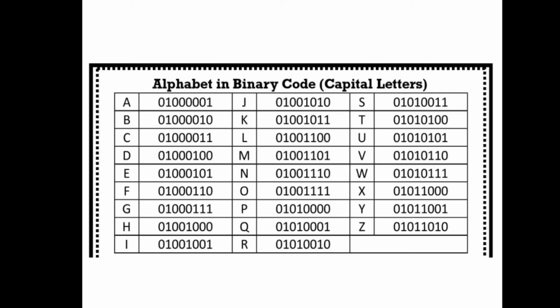And one character takes 8 bits. See here, if we are talking about A, 01000001, a total of 8 bits they are taking for storage. Alright children, understood? So these are binary codes for alphabets. Now I think you have understood what is bit and what is byte. 1 byte is equal to 8 bits.